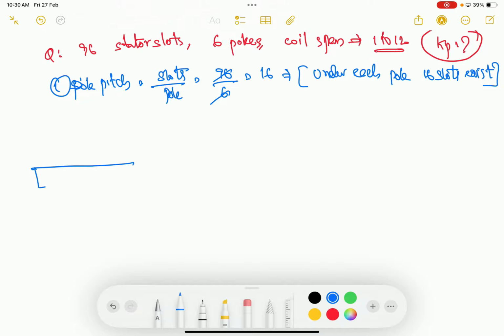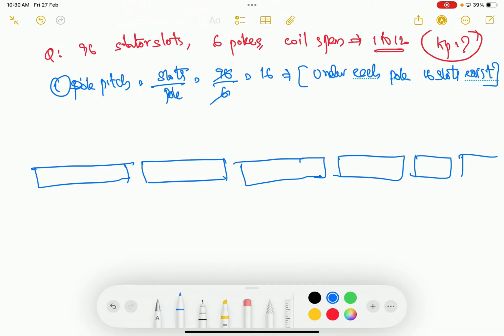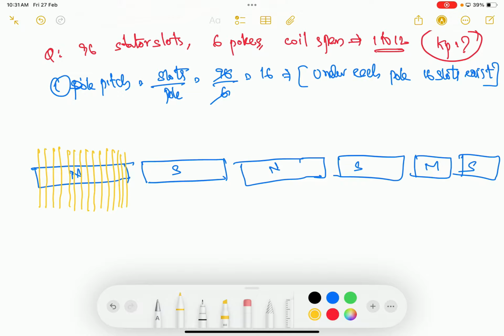So here, try to draw 6 poles. You can approximate: North Pole, South Pole, North Pole, South Pole, North Pole, South Pole. For our understanding, we'll mainly concentrate on the first 2 poles. How many slots do we have to represent in each pole? 16 here: 1, 2, 3, 4, 5, 6, 7, 8, 9, 10, 11, 12, 13, 14, 15, 16. So this is 1, this is 16.